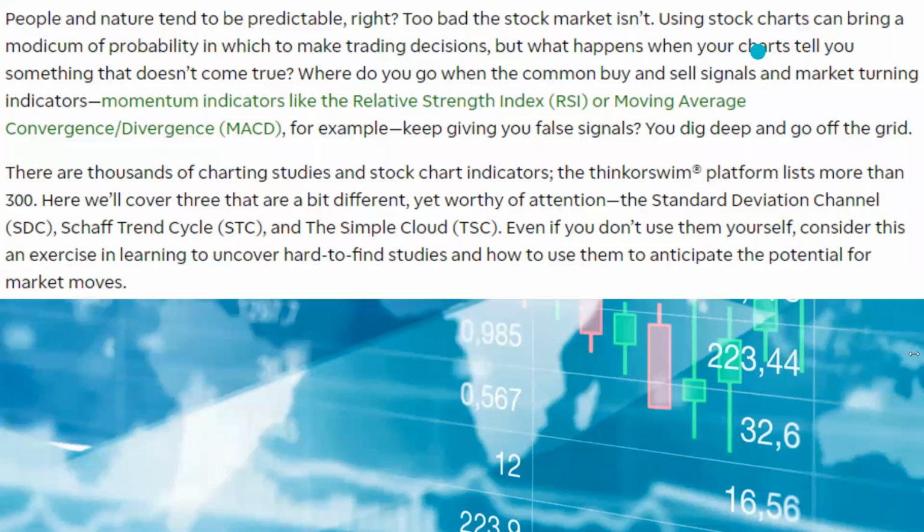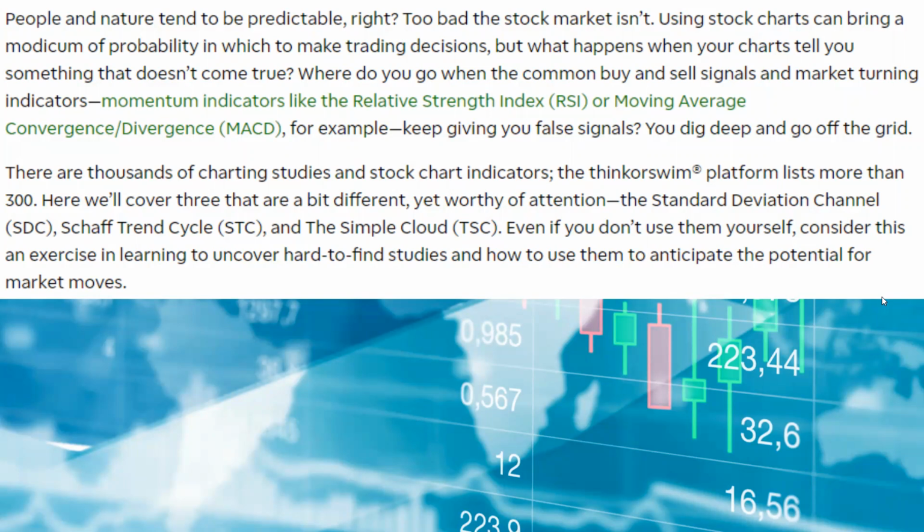Now, people in nature tend to be predictable, right? Too bad the stock market isn't. Using stock charts can bring a modicum of probability in which to make trading decisions. But what happens when your charts tell you something that doesn't come true?